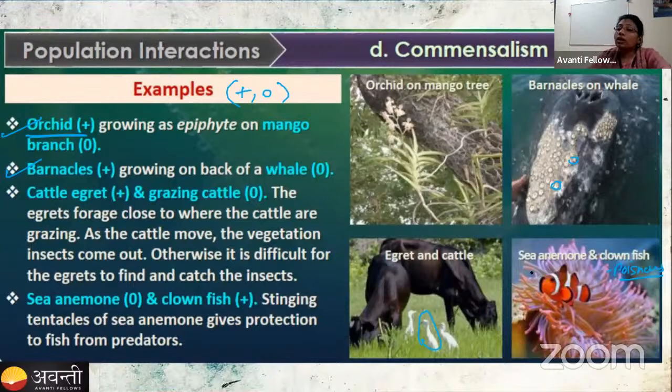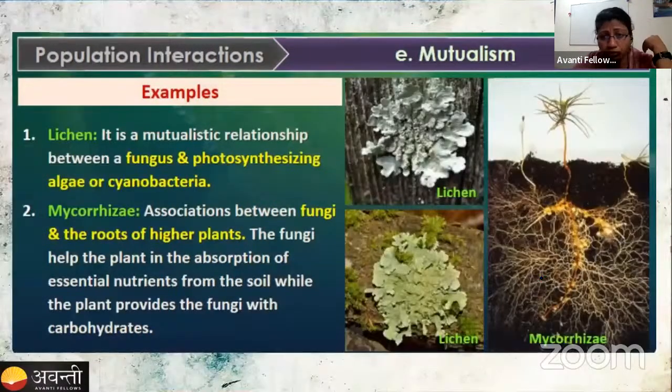So the clownfish is taking shelter in the tentacles of the sea anemone because, due to the presence of these poisonous tentacles, no other organism is going to harm the clownfish. So the clownfish is getting good protection and shelter there, but the sea anemone has no benefit or negative effect due to the presence of the clownfish.